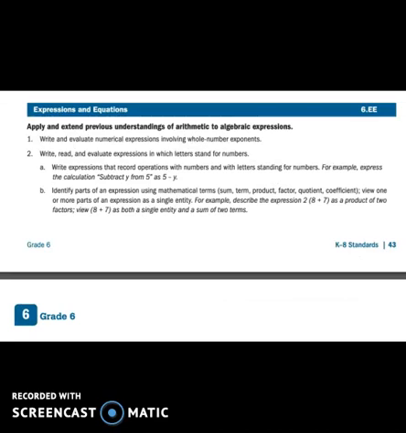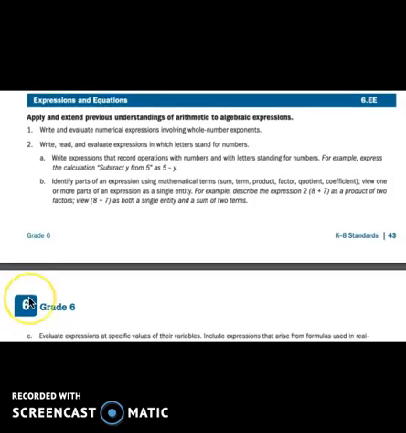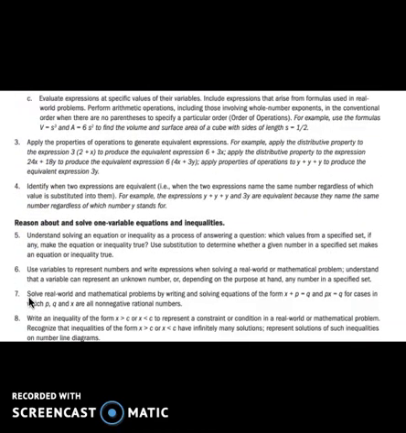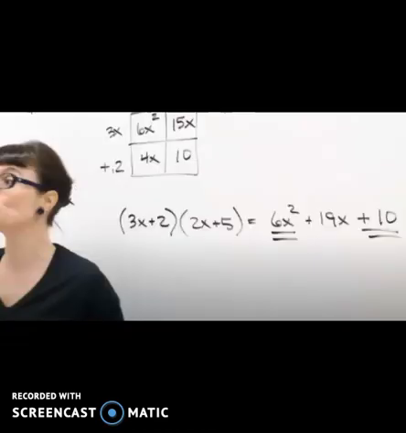As students use numerical expressions involving whole number exponents, write and read and evaluate expressions in which letters stand for numbers, apply the properties of operations to generate equivalent expressions, and identify when 2 expressions are equivalent. All of the standards under the domain were addressed in the video.